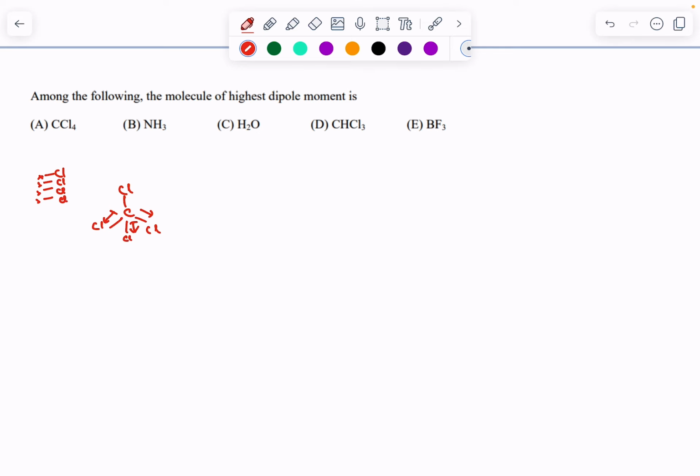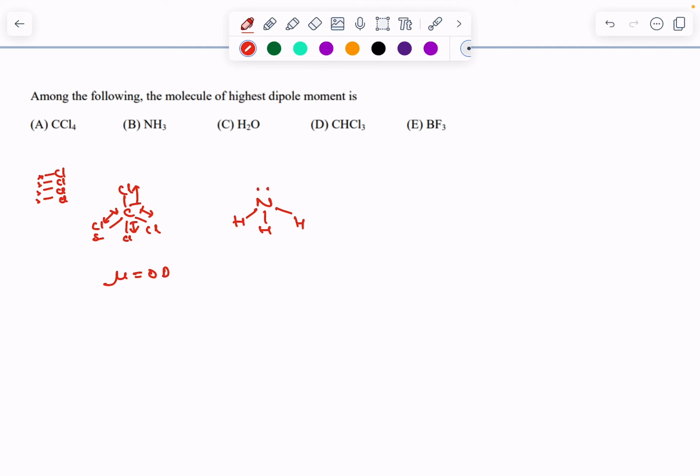Chlorine is a more electronegative atom than carbon, so delta minus on chlorine and delta plus on carbon, but all the chlorine atoms act against each other. This tetrahedral geometry is symmetrical, so all these dipole moments act on each other in opposite directions. So the overall dipole moment mu is equal to 0 D.